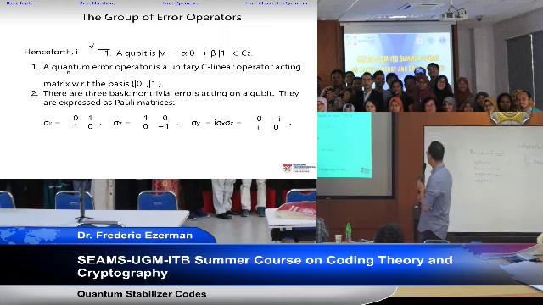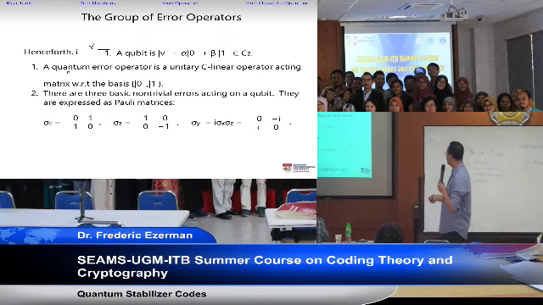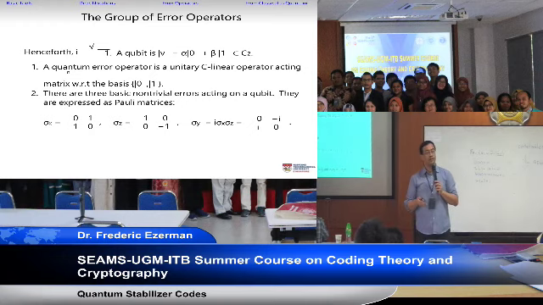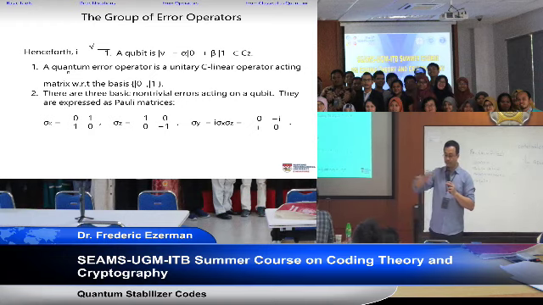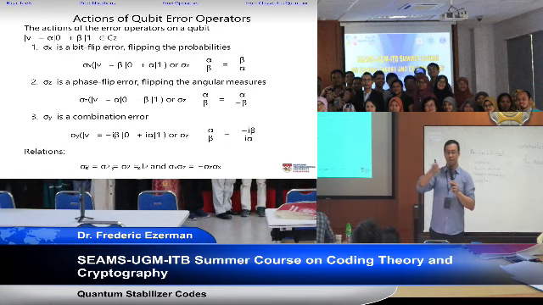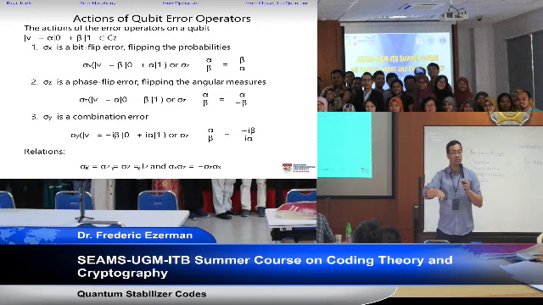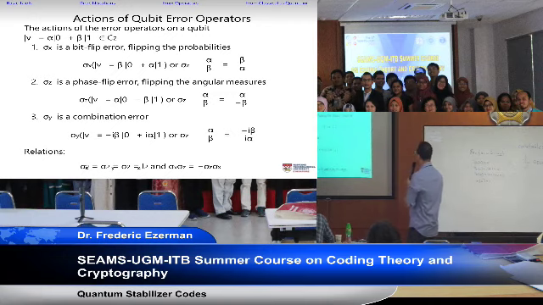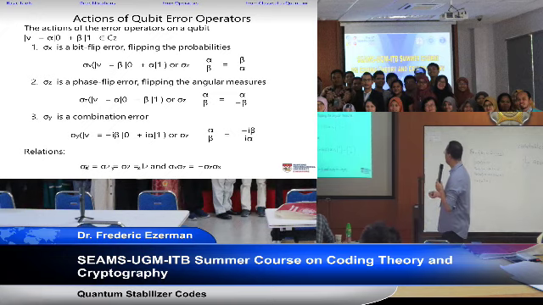Now, what happens if the error operator acts on a qubit? So sigma x is a bit flip. It flips the probability. Remember that the state is characterized by the basis elements multiplied by a complex number that will give you, when you take the modulus squared, the probability that when you measure, the state collapses to that basis state. Okay? So what happened here? Sigma x is a bit flip error. It simply flipped the probability.